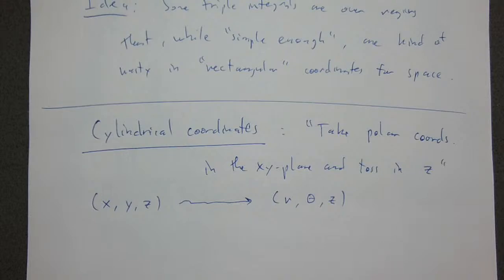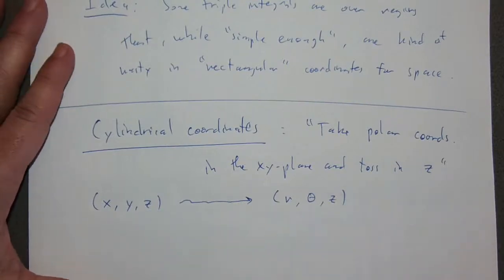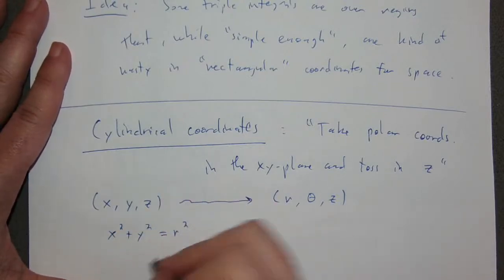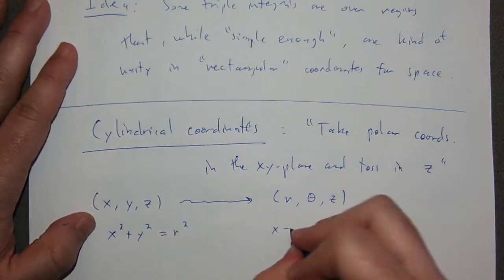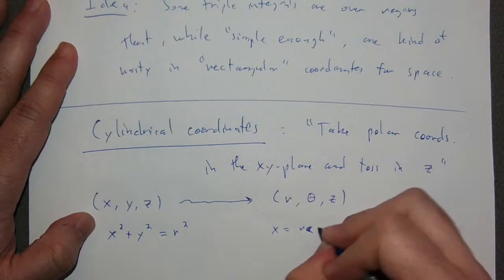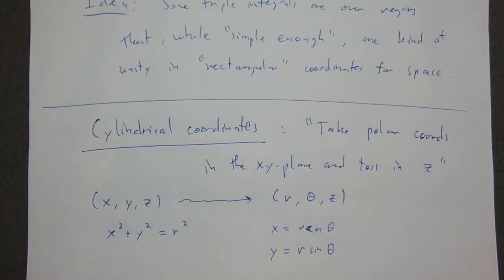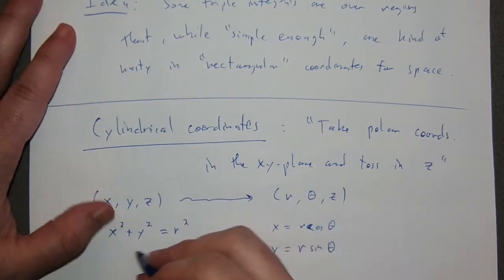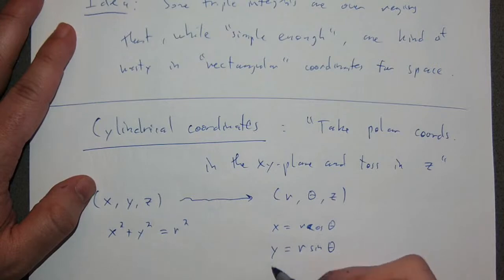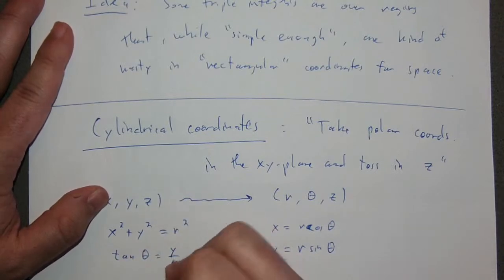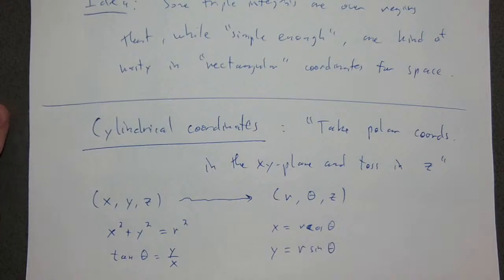The transformations are exactly the same. z goes to z. You don't need to change anything there. x squared plus y squared is r squared. And x is r cosine theta. y is r sine theta. By taking y and dividing it by x, I get that tan theta is equal to y over x. Okay, so here are my transformations in both directions.